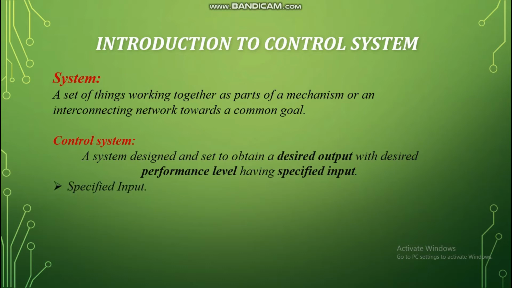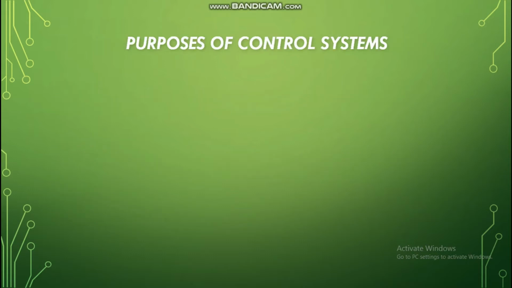We will be providing a specified input that's obviously controlled by the operator, and the system would provide us with the desired output. So the desired output is controlled by the system designed, and obviously the output would have a certain performance level. The performance level is actually the response of the system. How quick is the response, how well the system responds, that is the performance level of that designed system. So this is the basic definition of any control system.